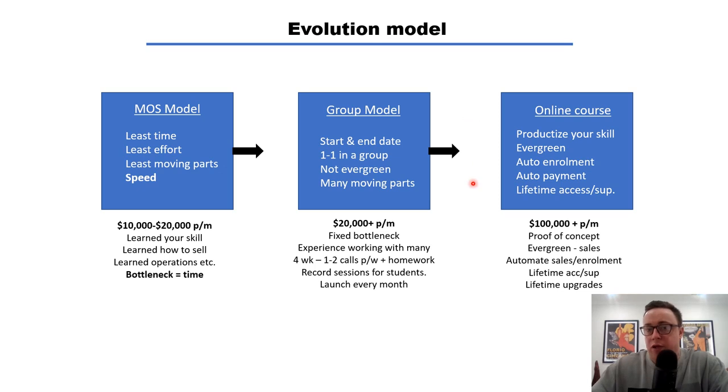The last evolution and the most important, where you're going to make the most amount of money, you're going to scale the most, you're going to do the least amount of work, the best operations, the least amount of moving parts. It really is that pivot form, is to productize your skill. Take what you've learned from the MOS model, face-to-face. Take what you've learned from the group coaching and find something called proof of concept.